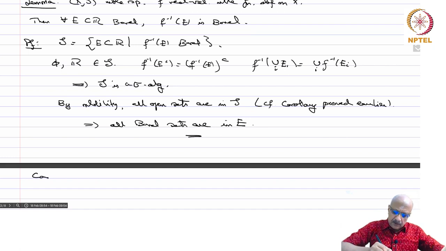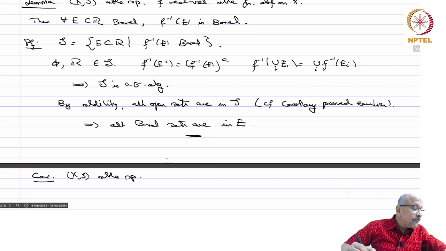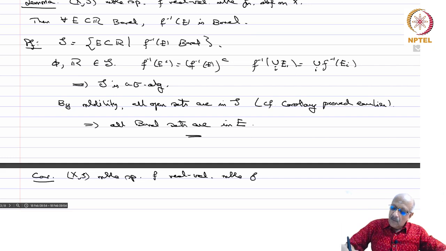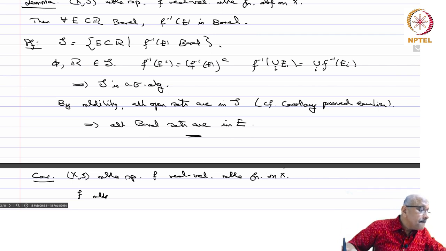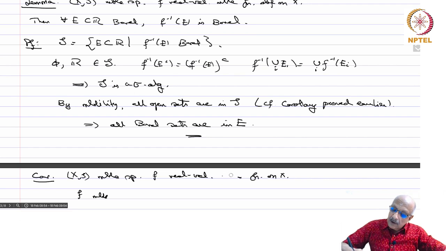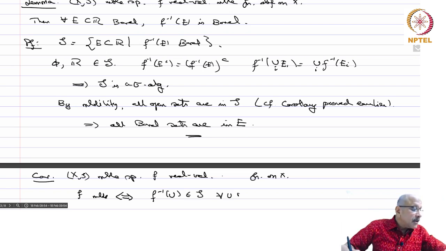So corollary of this: let (X, S) be a measurable space and f a real valued function on X. Then f is measurable if and only if f inverse of U belongs to S for every U Borel.